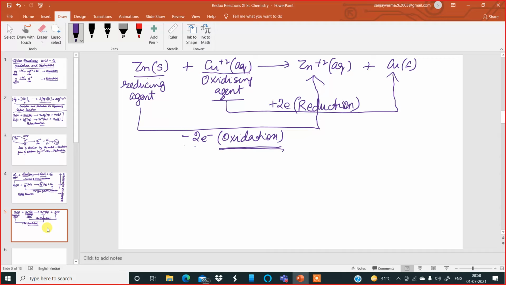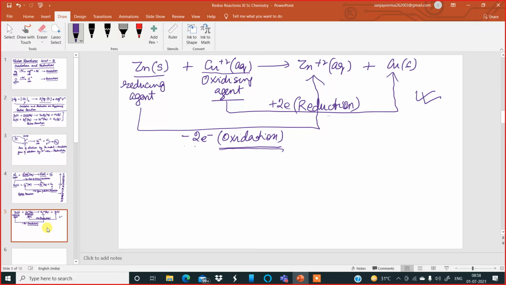The substances which are losing electrons, giving away electrons, the process is oxidation, and that substance, that metal, is the reducing agent. Whereas the substances or ions which are gaining electrons, receiving electrons, the process happening is reduction, whereas the substance itself is an oxidizing agent. So make this example very, very clear.